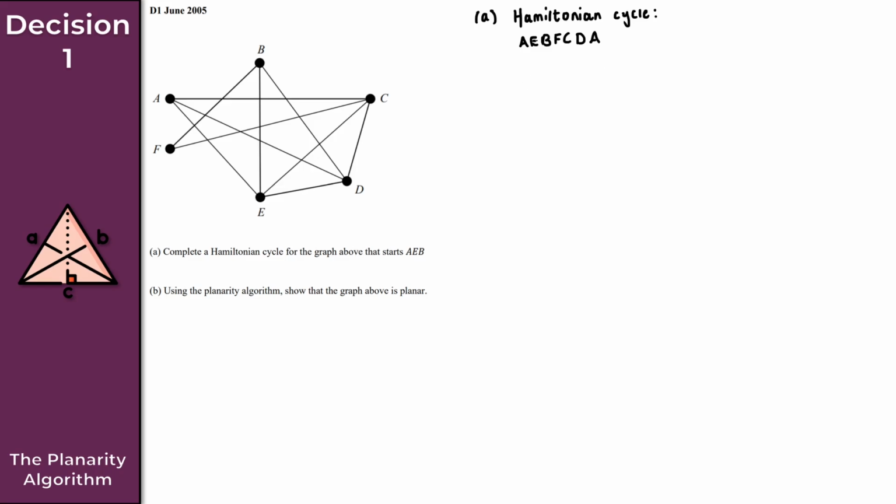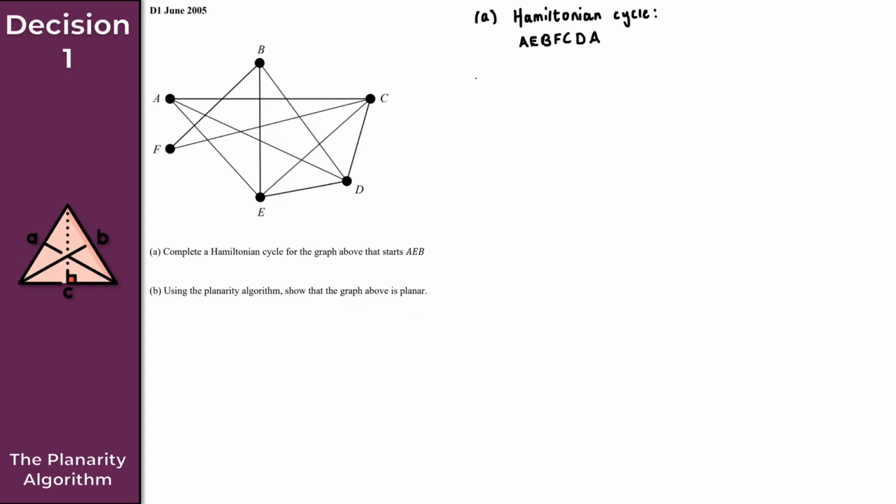It is important that we get this correct here because for the planarity algorithm, we do need a Hamiltonian cycle. And as you can see, the question is structured in such a way to help you answer it. So there we have it. That gives us the solution to part A, hopefully nice and straightforward.